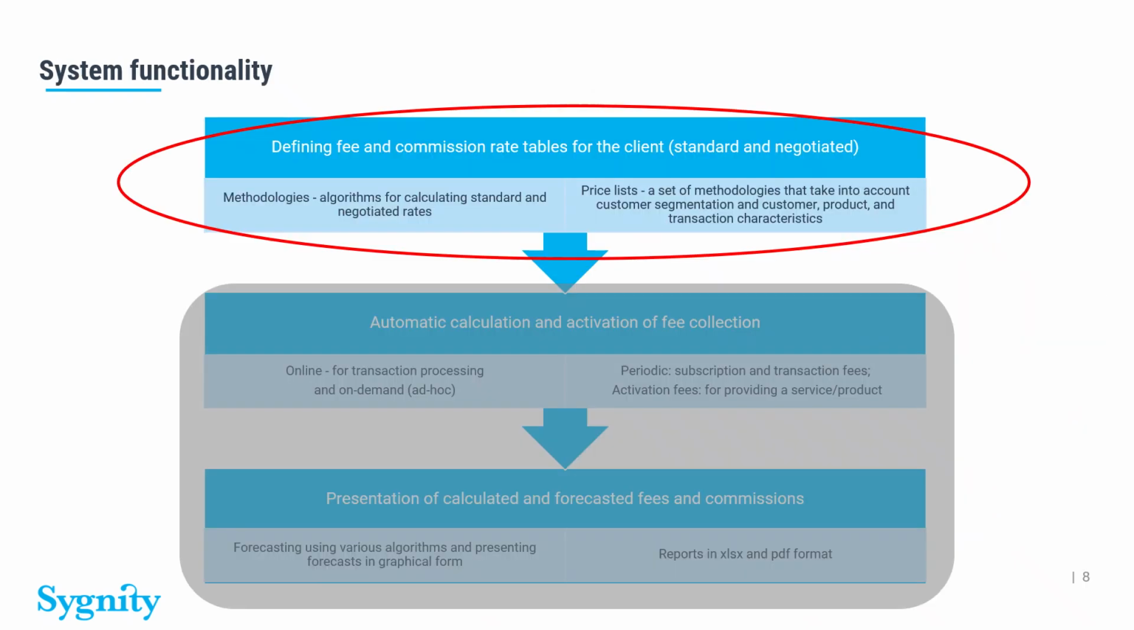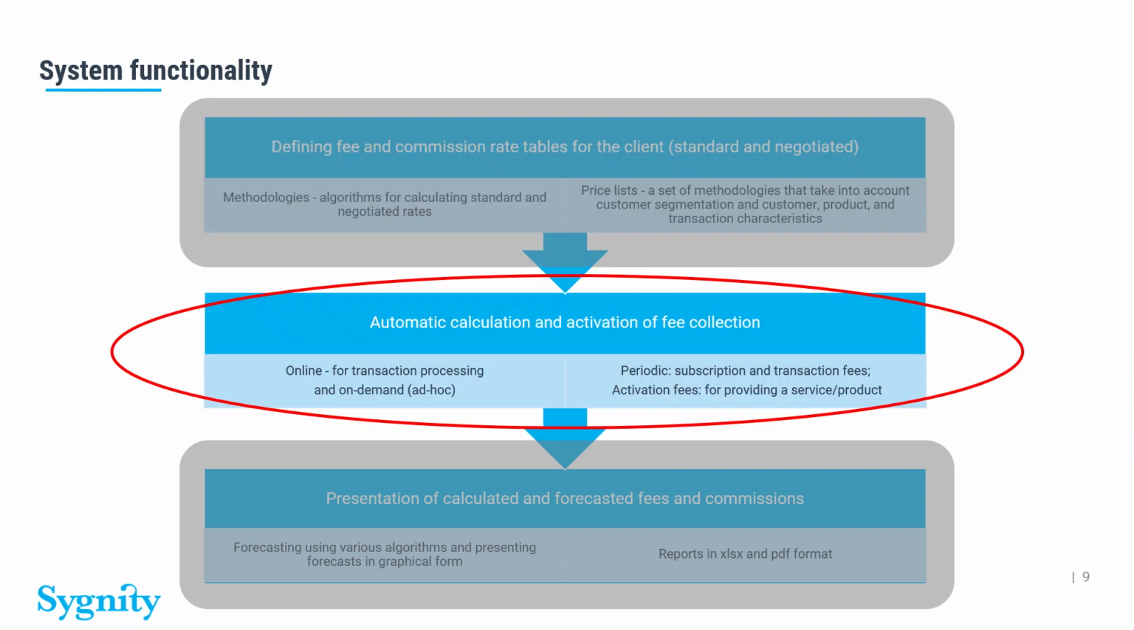Functional advantages. A large part of the system allows you to define elements that are later used to process fees and commissions. Flexibility of the solution and the possibility of full parameterization and handling of fees was achieved by modeling and creating two entities called price list and methodologies. Methodologies are algorithms for calculating fees and commissions. Price lists are a set of methodologies taking into account customer segmentation, as well as customer, product, and transaction characteristics.